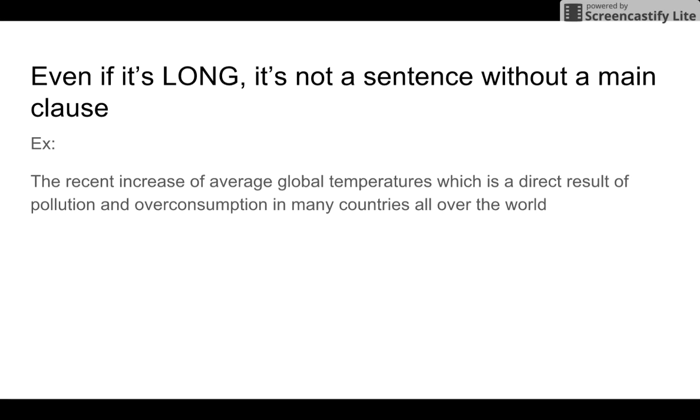Let's look at this example. The recent increase of average global temperatures, which is a direct result of pollution and overconsumption in many countries all over the world. This looks long. It looks like a sentence, but it's not. We have the increase, and that's all we have. This is our noun here, increase. We don't have a main clause verb. We've got a verb, but that's inside of our adjective clause. It doesn't tell us anything about the main sentence. It's not a complete sentence.